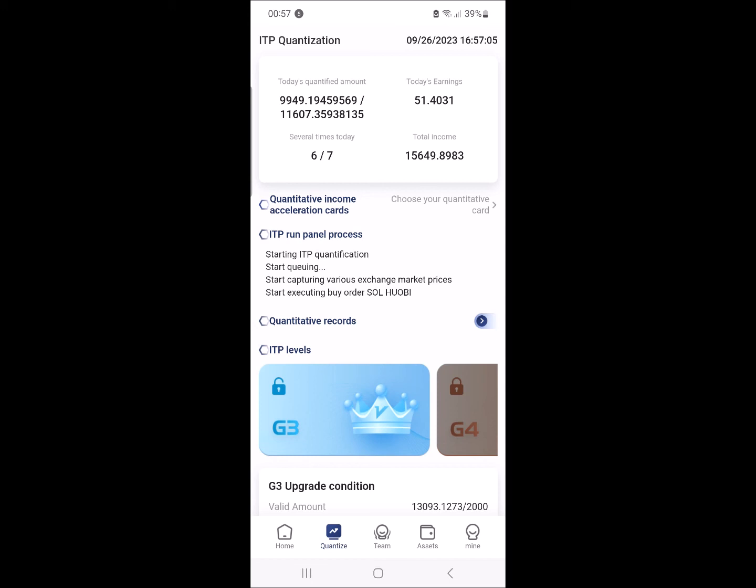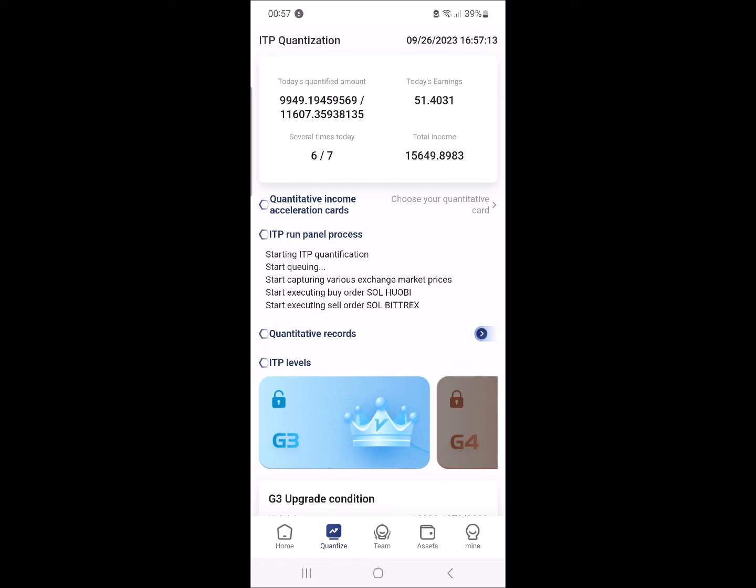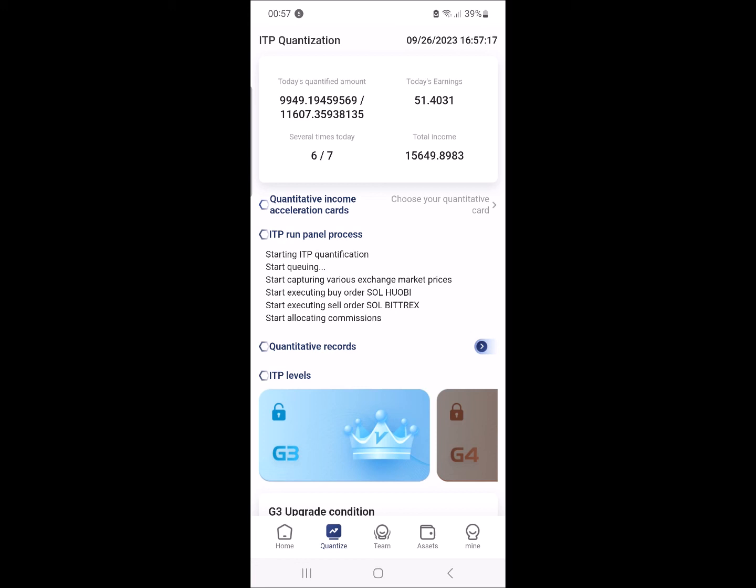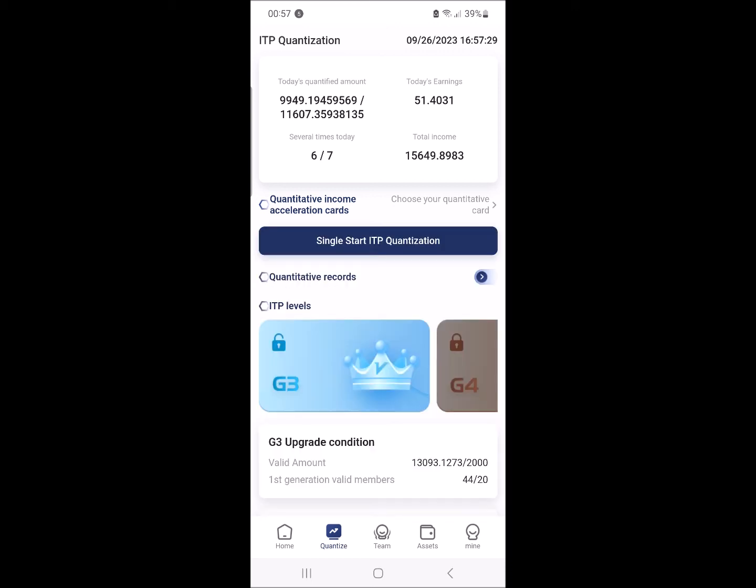This time it's buying it from Hubei. I'm not sure if I'm pronouncing that right. So Sol is being bought from Hubei and it's being sold at Bittrex. Obviously there are different prices there. It's got the best price, the lowest price and the highest price. So it's starting to allocate commissions. And if you look at the top where it says today's earnings, that's going to jump up in a minute. That will double. Right, so now it's gone up to $102.80. Now, I've got 5 trades left.